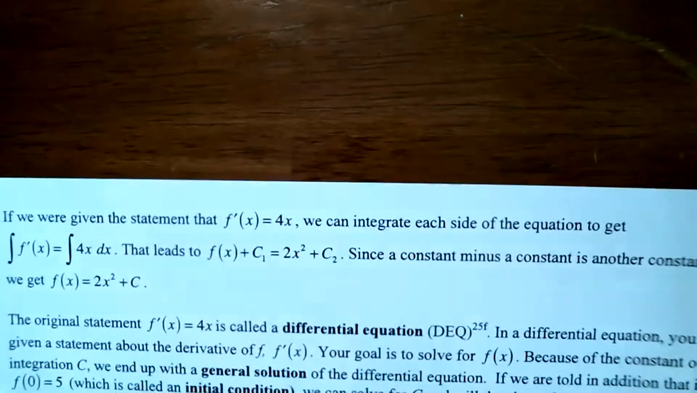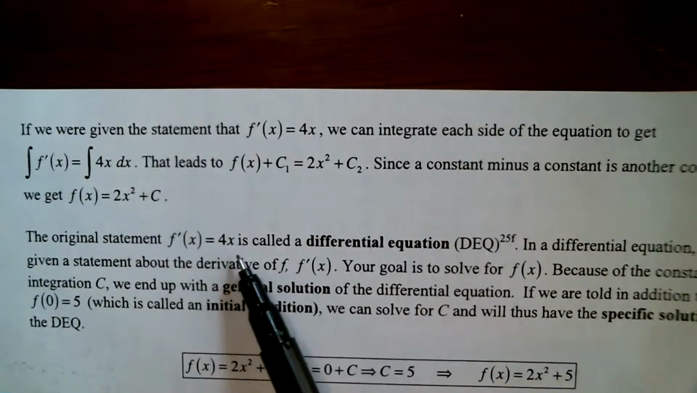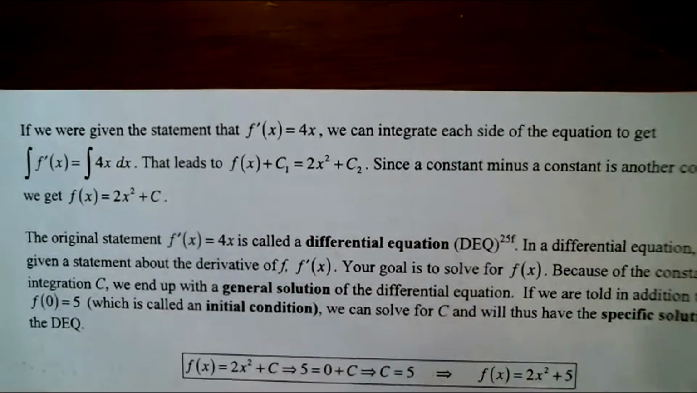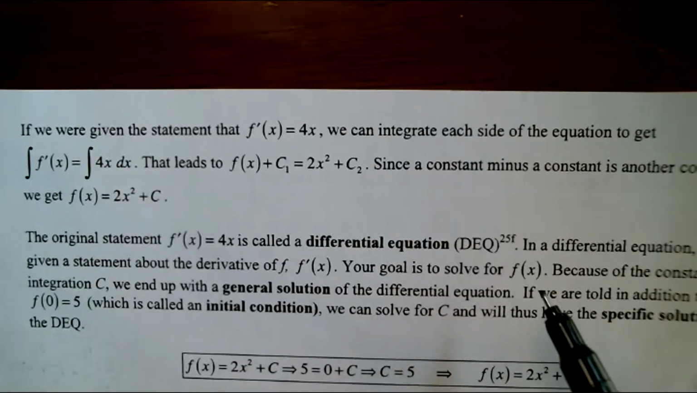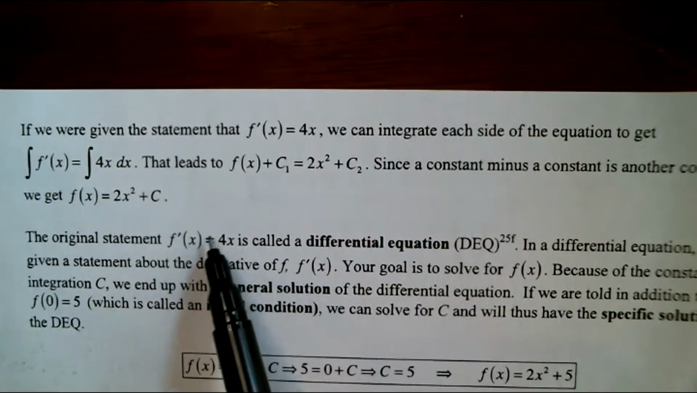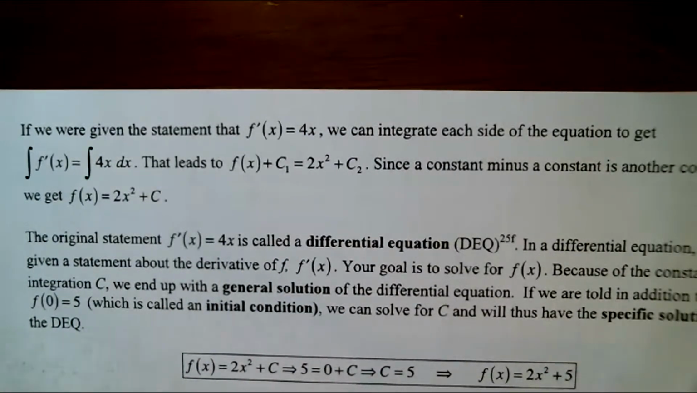Okay? The original statement, f prime of x is equal to 4, is called differential equations, DEQs. In a differential equation, you are given a statement about a derivative, f prime of x. Your goal is to solve for f of x. So they're going to give you f prime of x is equal to something, and your goal from there is to figure out what the f of x would be based on some stipulations.